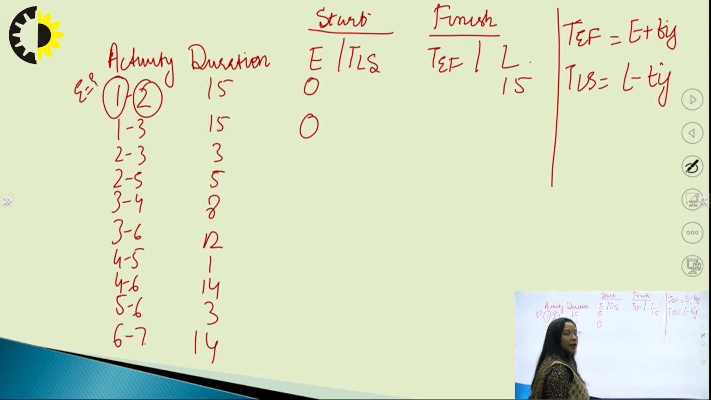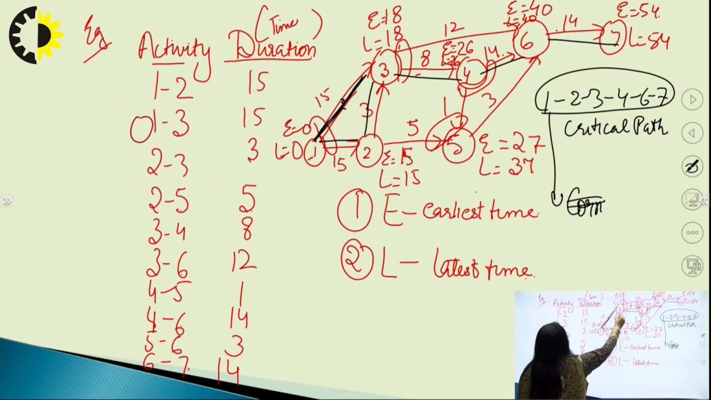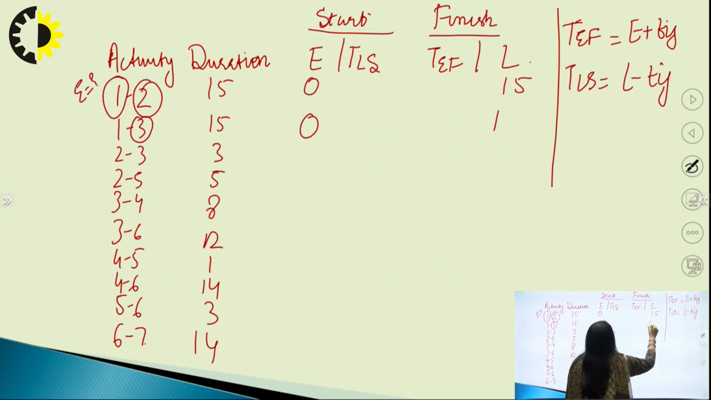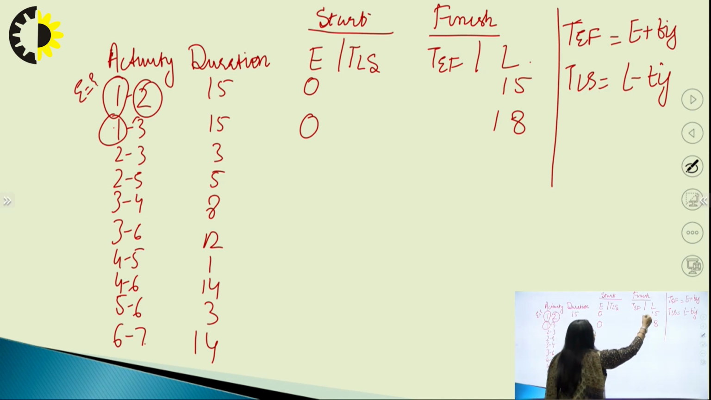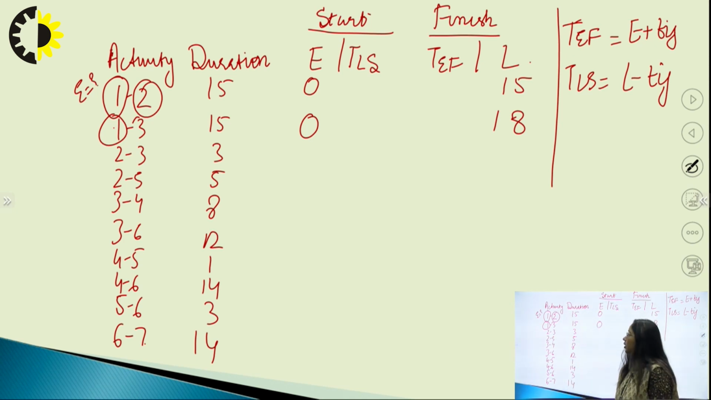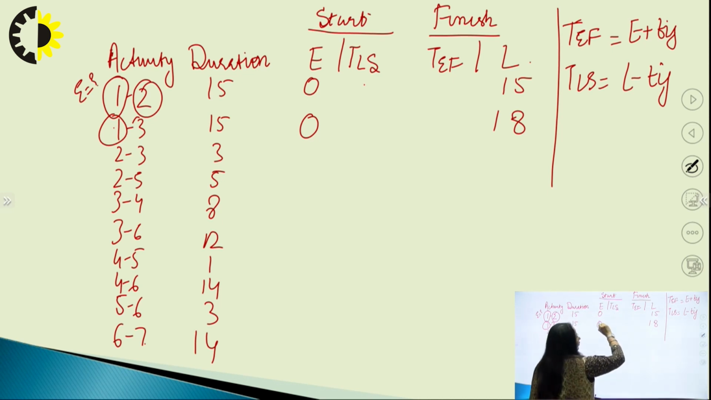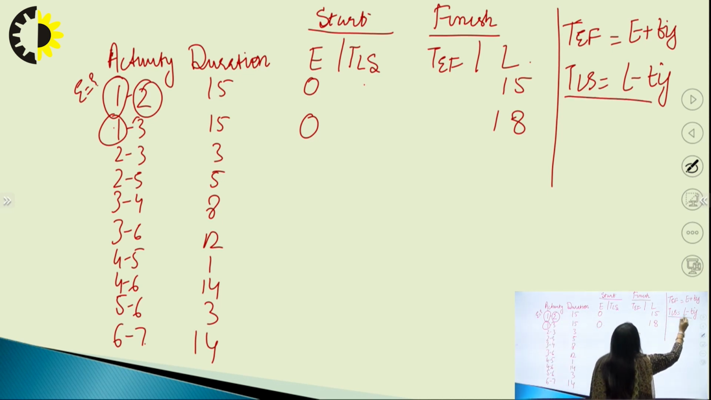Okay. And what is the latest time at 3? 18. So E is the earliest time of that activity, and the latest time of the activity will be the L value at the corresponding event. So we have these values, and now we can find the value of TLS and TEF. Here TLS is equal to L minus TIJ.